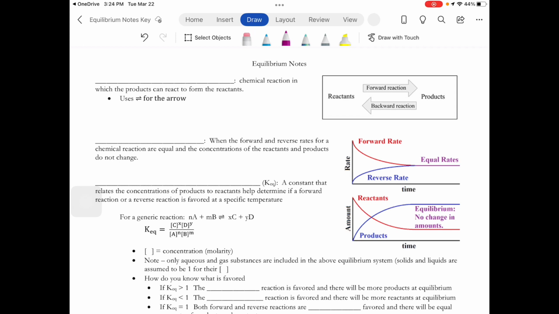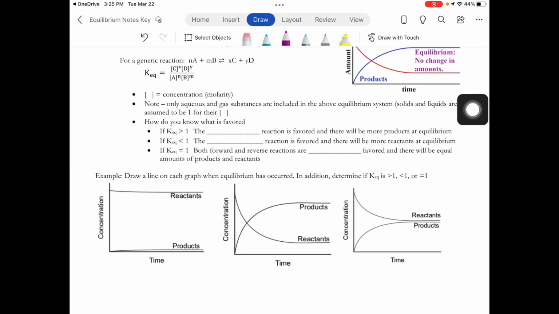So the first thing is reversible reaction. This is a chemical reaction in which products can react to form the reactants, and so it does use a double arrow for the reaction. In this reaction you have your reactants on the left and your products on the right. The forward reaction is going from reactants to the products, but the products can then also reform the reactants, and so that would be the backward reaction.